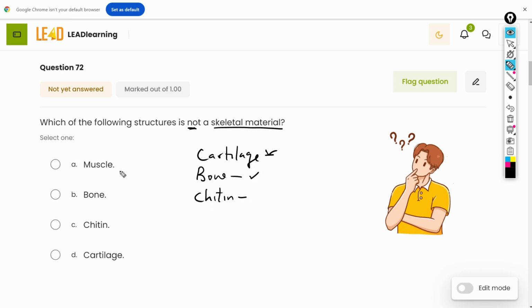Now, the muscle is not a skeletal material, so our answer here is the muscle. It is not in the list of animal skeletal materials.